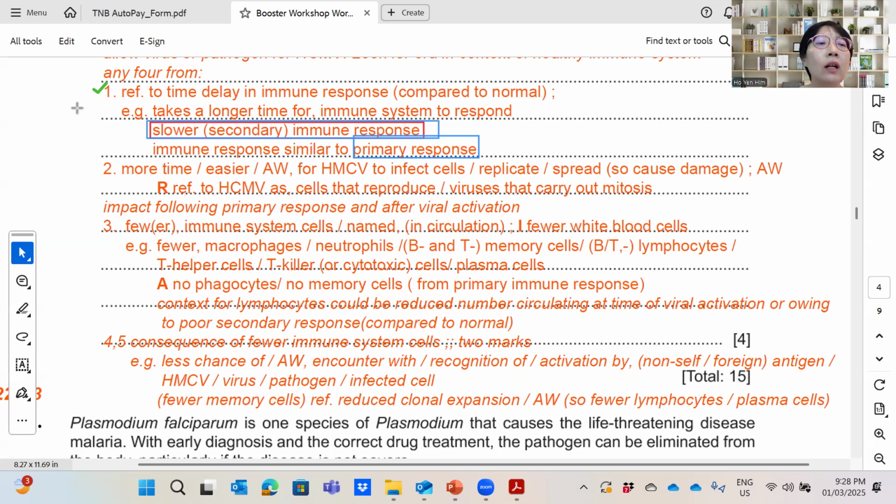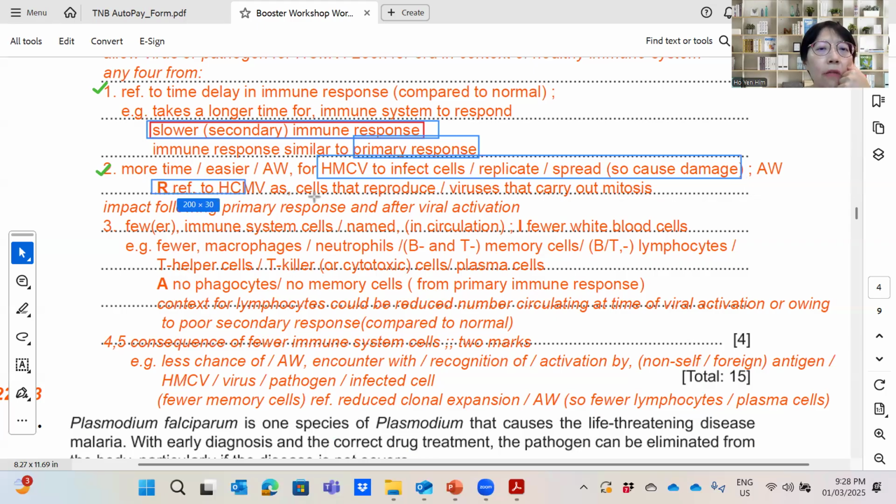Okay, slower, so more time. This is how it causes disease. Slower means what? That means more time for the virus to infect the cell. When they infect the cell, what do they do? They replicate in the cell, or they can start to spread, and it can cause damage to other parts of the body, to other cells in the body.